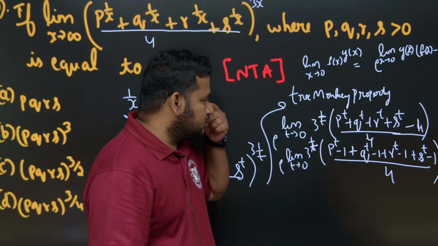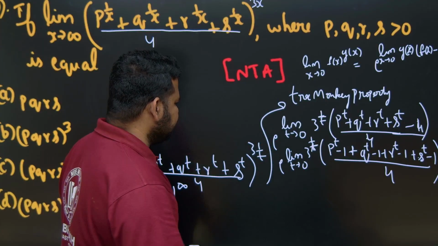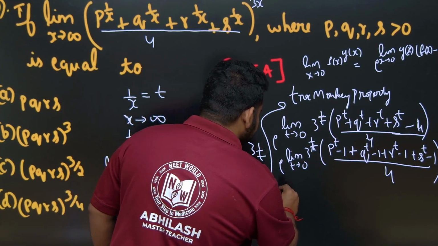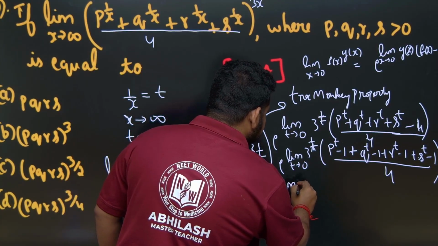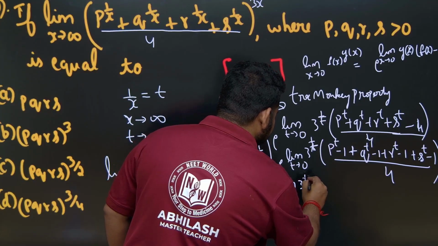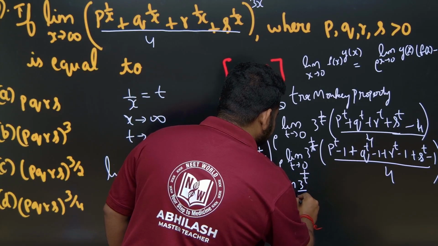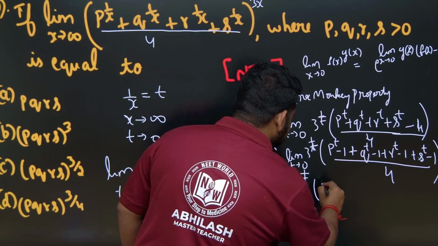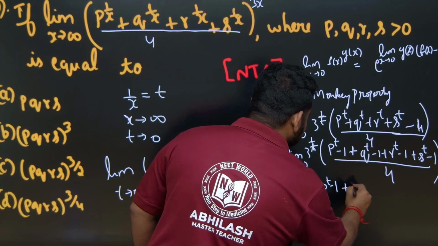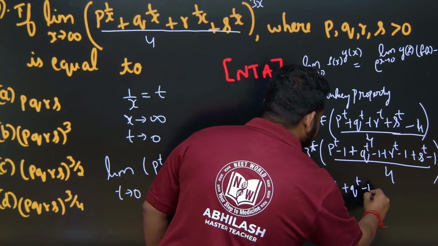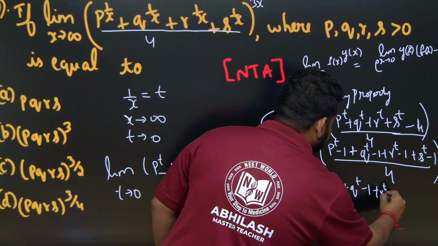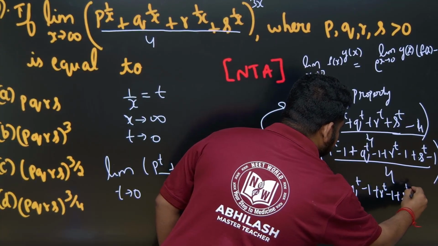As t tends to 0, if I bring this here, what will happen? The e power limit of 3 power t, 3 power 1 by t by 4. If I bring it down, this will be p power t minus 1 plus q power t minus 1 plus r power t minus 1 plus s power t minus 1.